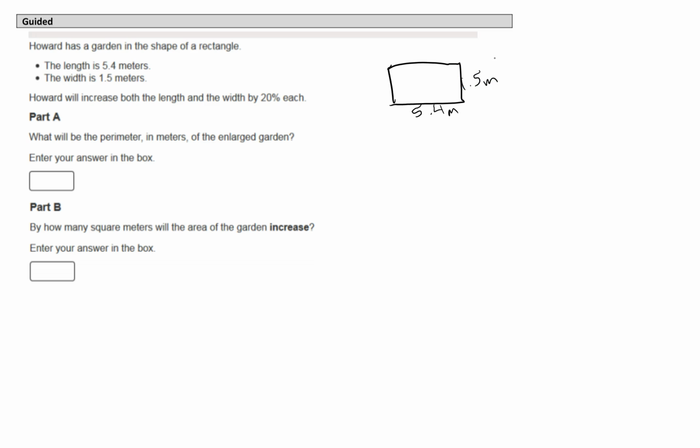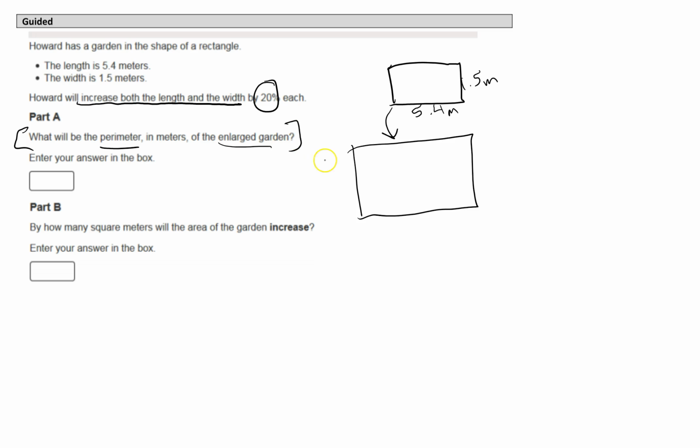On a rectangle, you guys, length is always the longer side. You can think length means long, so the longer side is the bigger number. Now, we know Howard is going to increase both the length and the width by 20% each. So this is going to be changed to make a larger garden. And I want to know what will be the perimeter of this enlarged garden. So the second garden, what is the perimeter? Now, in order to find perimeter, I know that perimeter means the outside of a shape.